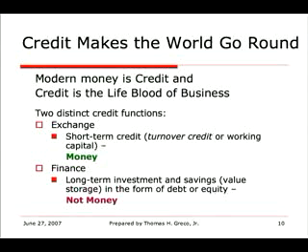But we have to make a distinction between short-term credit and long-term credit. We have two distinct credit functions. We have the exchange function, which money is supposed to serve, and for that we utilize turnover credit or short-term credit. We also have the finance function. It's a separate but related function, and this involves long-term investment and savings. The two sides of the coin, savings and investment, are one and the same process. What a business invests is obtained by taking someone else's savings.